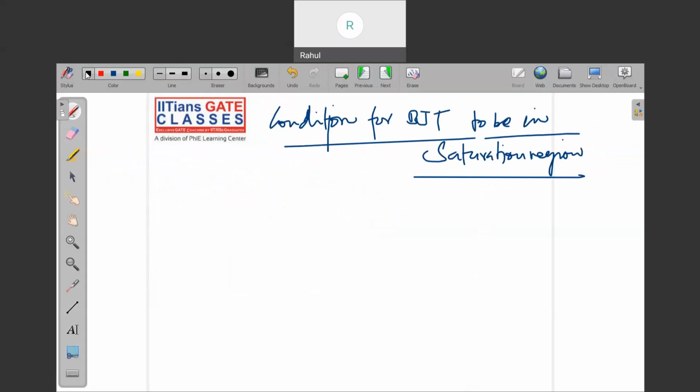What is the condition for a BJT to be in the saturation region? As we know, in any bipolar junction transistor, considering the common emitter configuration, the base current should be very small. Why? Because in semiconductor physics, there should be less recombination with the holes.